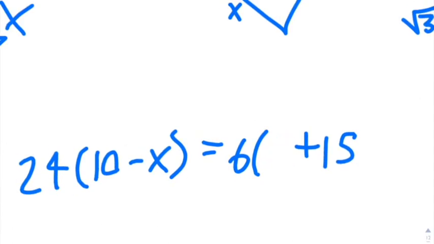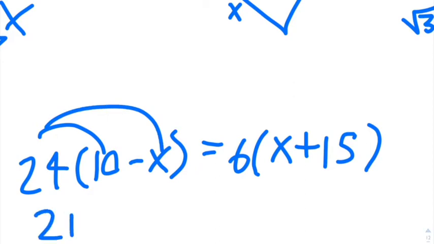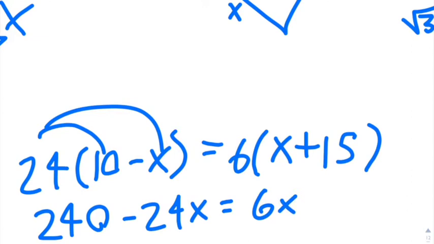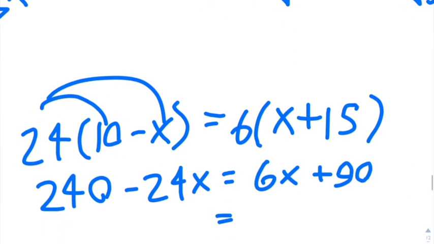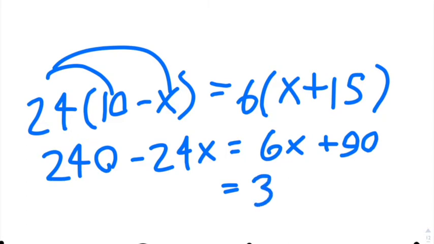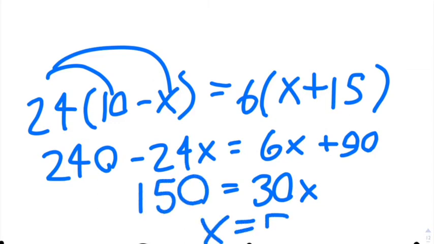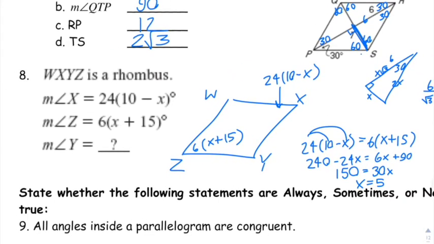Let's make that look a little bit better. Alright, so distributive property there: 240 minus 24x equals 6x plus 90. And then we'll add the 24x, you'll get 30x on the right hand side, and then subtract the 90, which should give you 150 there. So then x will be 5 at the very end.